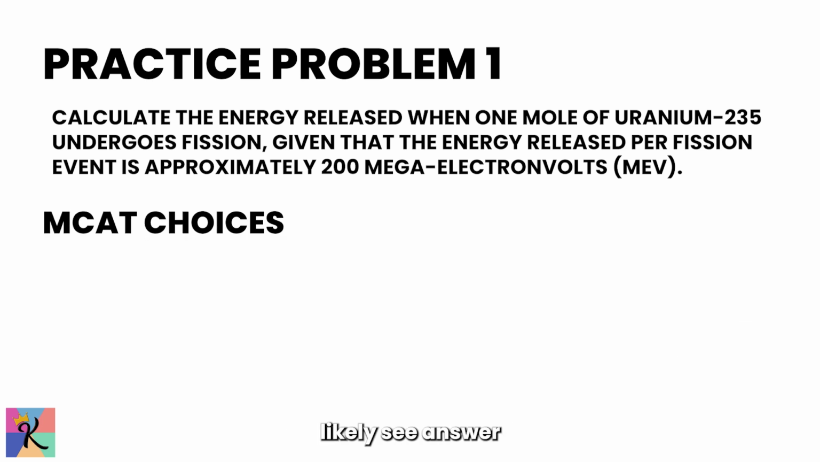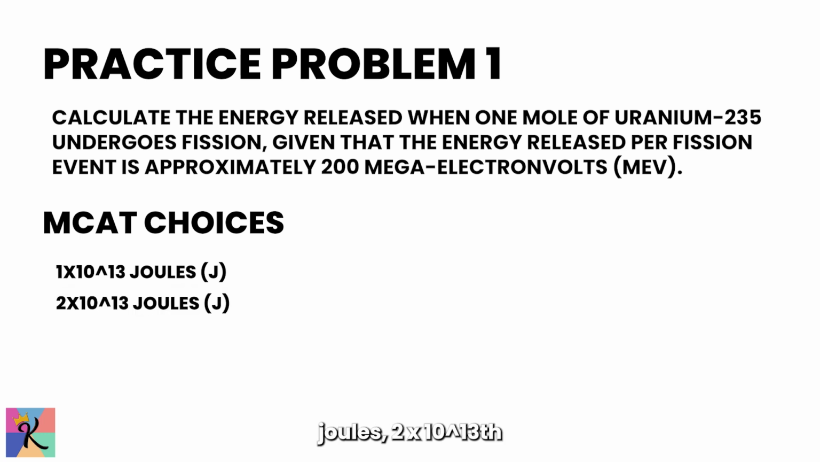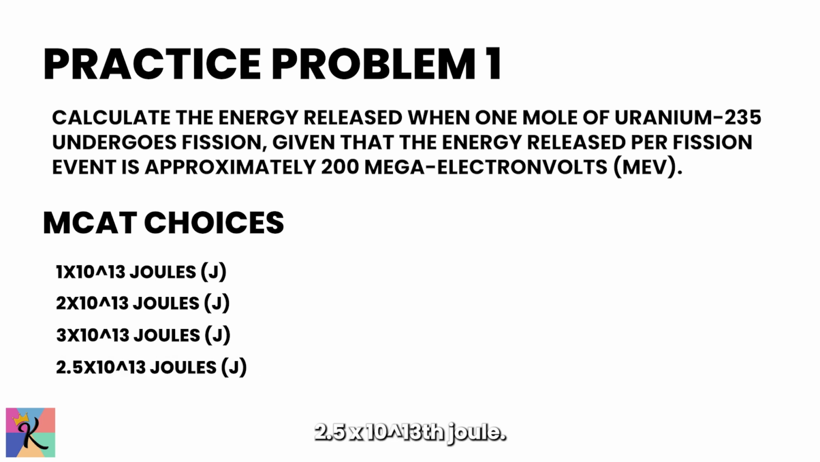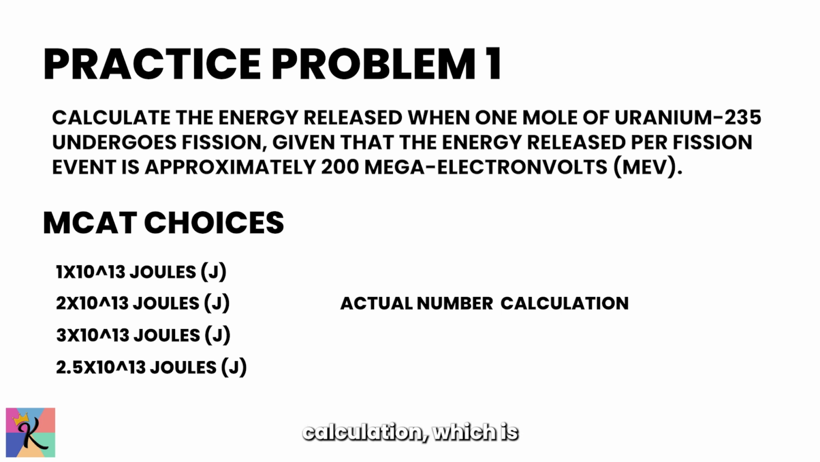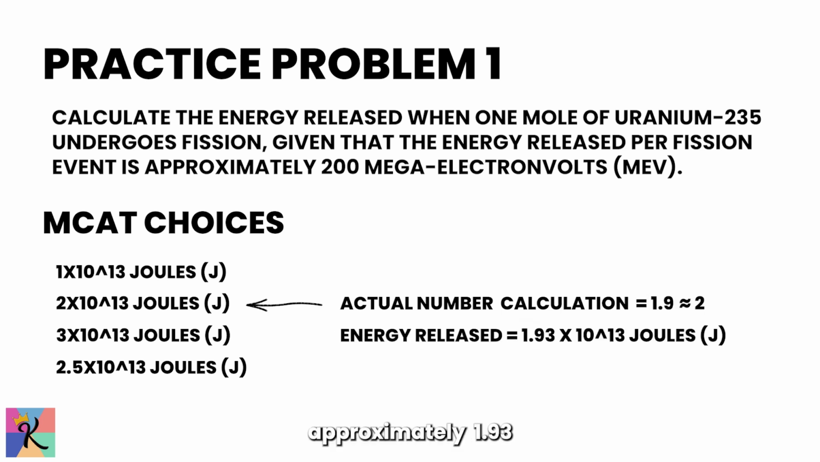On the MCAT, you'll likely see answer choices that would range from 1 times 10 to the 13th joules, 2 times 10 to the 13th joules, 3 times 10 to the 13th joules, and then 2.5 times 10 to the 13th joules. And so you'll want to pick the answer that's closest to the actual number calculation, which is 1.9 and therefore 2. And so therefore the energy released is approximately 1.93 times 10 to the 13th joules.